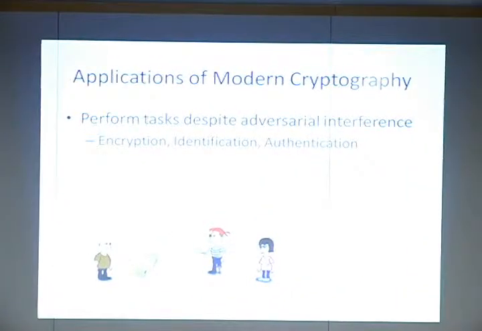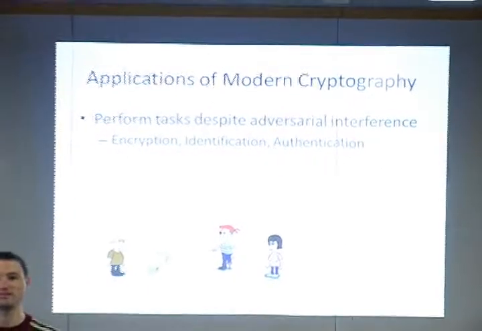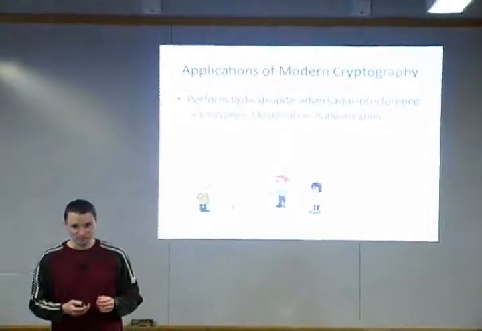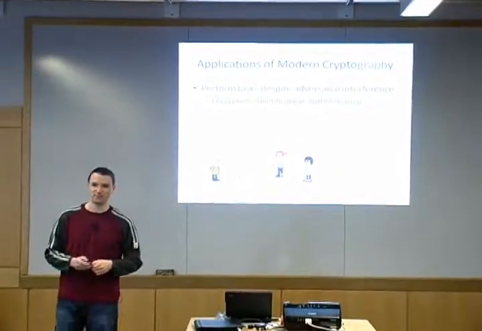And then we have similar problems where we want to send messages, but the adversary wants to change the messages en route. So authentication is a solution to this. Or we might want to identify ourselves to some other party, and the adversary wants to fraudulently pretend to be somebody else. Again, this is something that has a cryptographic solution.